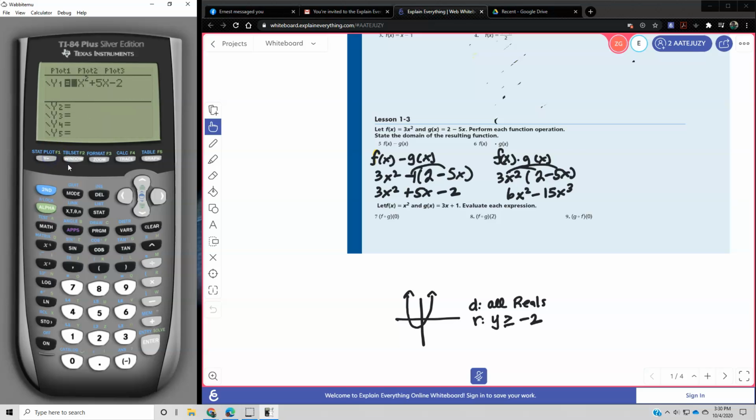And the way you would write that into the calculator, I'll go ahead and show you. Go to y equals, clear it. You have 15x cubed. In this case, we have cubed. And it's negative.